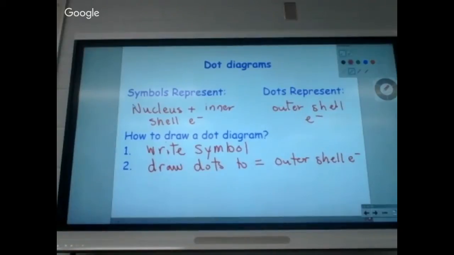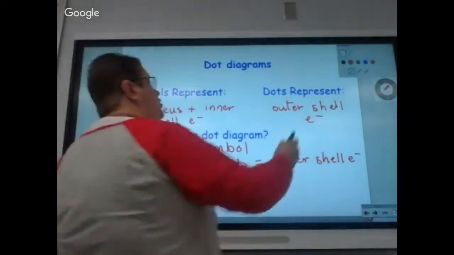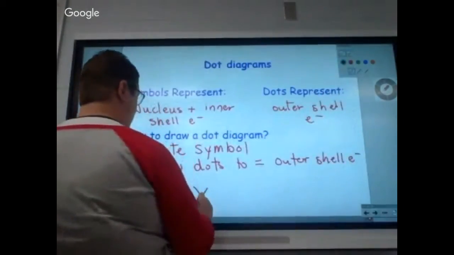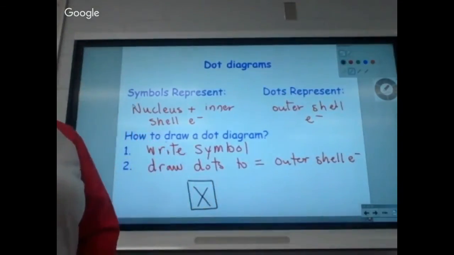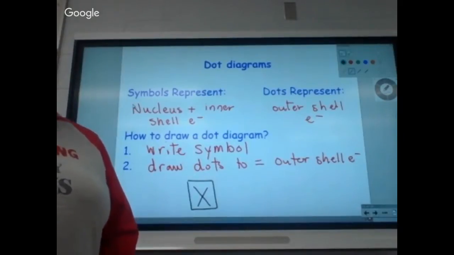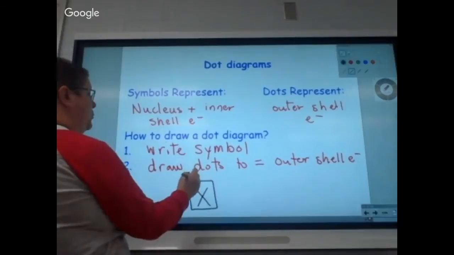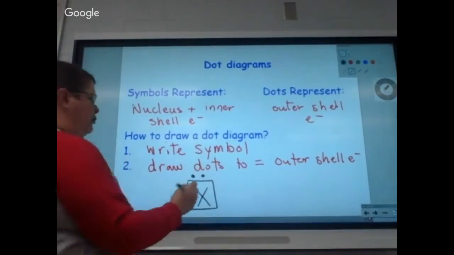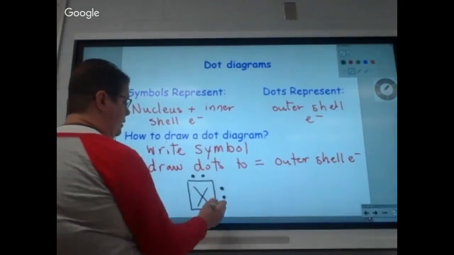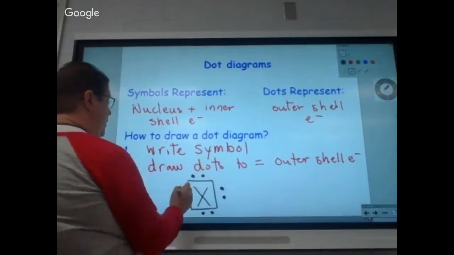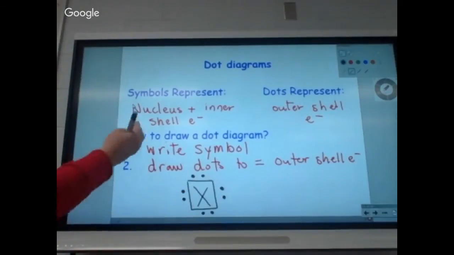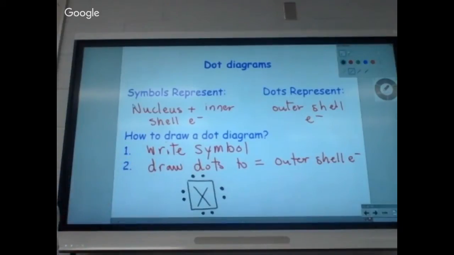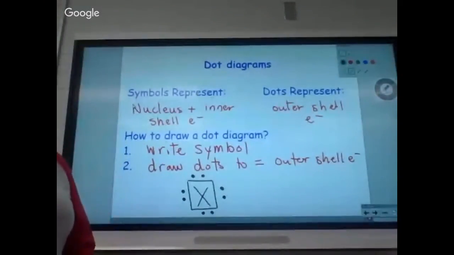Now, the only thing about drawing the dots is I want you to envision a square. We don't draw the square. I want you to imagine the square. The most dots we put on a side is how many? 2. Now, the most outer shell electrons we have is 8. So, the most you would have on any side would be 2, for a grand total of 8.